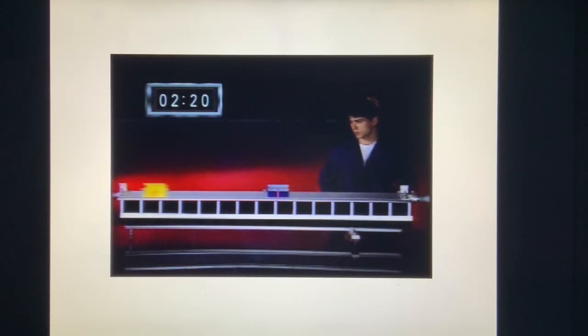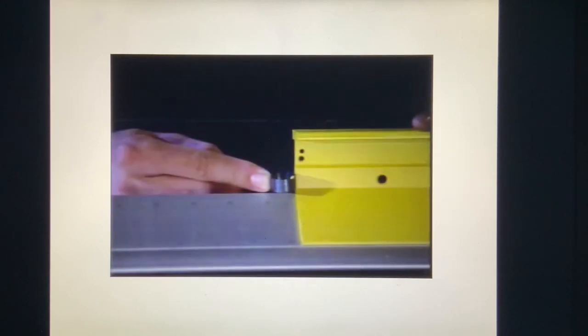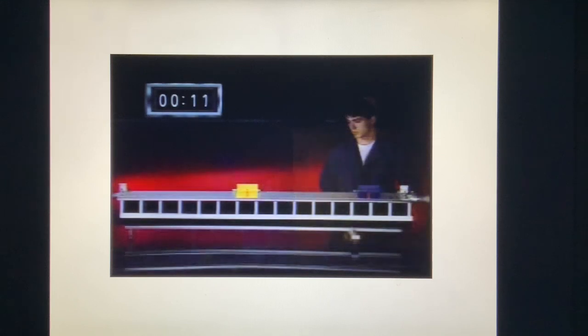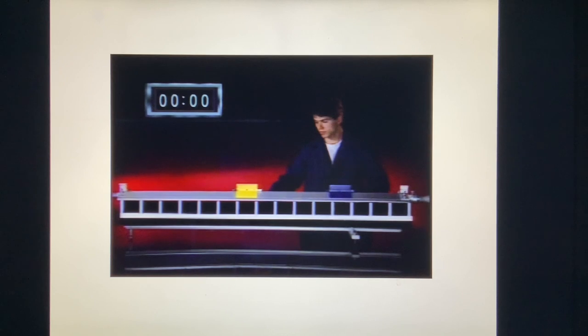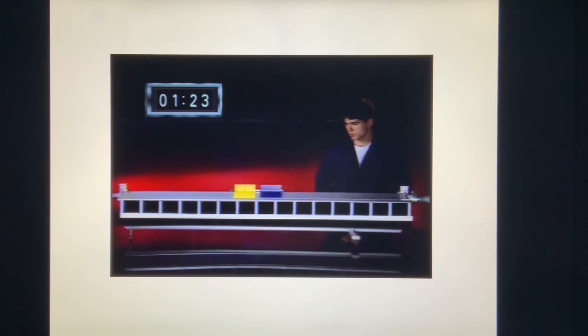This demonstration uses gliders floating on an air track to show two different types of collisions. In the first collision, two identical gliders have spring bumpers which can return to their original shape after being squeezed. When the gliders collide, they exchange velocities. If we turn the gliders around, they will stick together after they collide. After the collision, how will the velocity of the combined gliders compare with that of the first glider? The two gliders together move at half the velocity of the original glider.